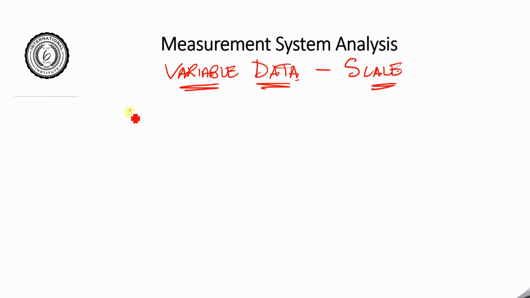What are we going to do? First thing we're going to do, we are going to select 10 pieces at random. Most important that that's the case. They must be at random. They must represent the inherent variability that the measurement system is going to see.